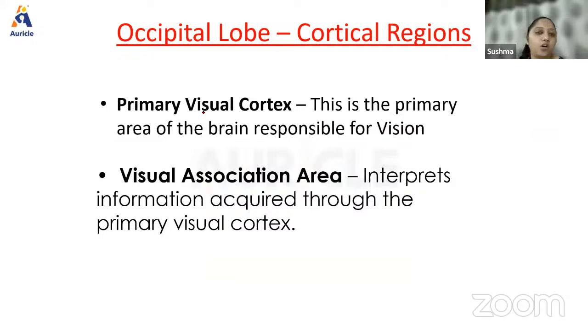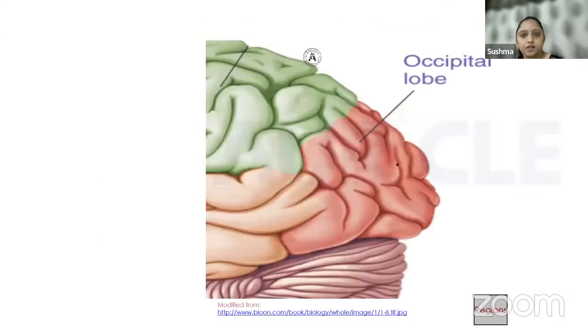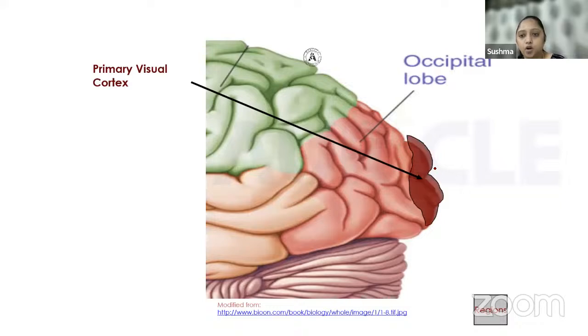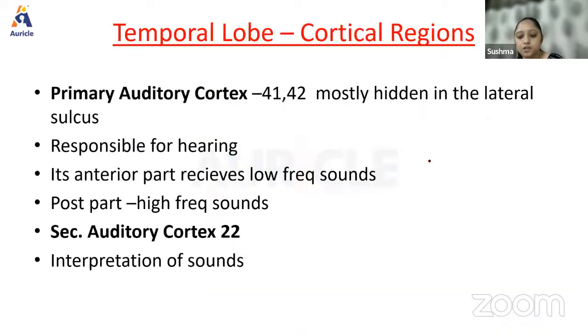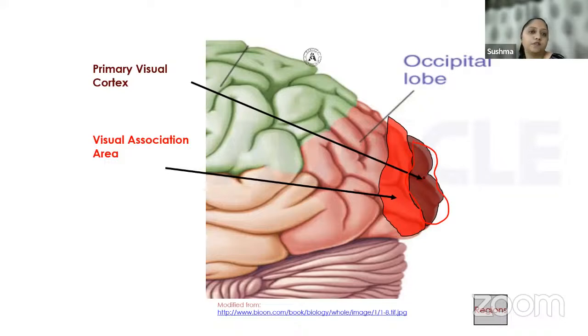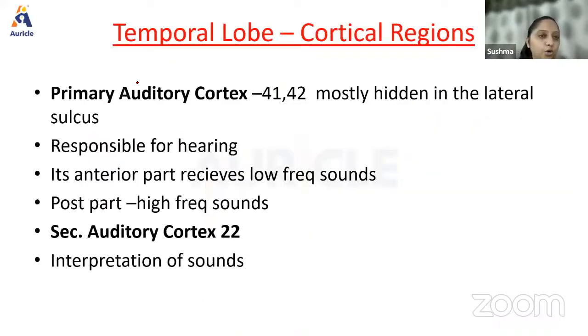Next, in the occipital cortex, whenever I talk about the occipital lobe, I usually talk about the primary visual cortex because the occipital lobe is concerned with vision. This is the primary area responsible for vision, and there is also the visual association area. The primary visual cortex is a very small area, guys. It's not a very big area, but this very small area is what is responsible for vision. Okay, let's go to the temporal lobe.